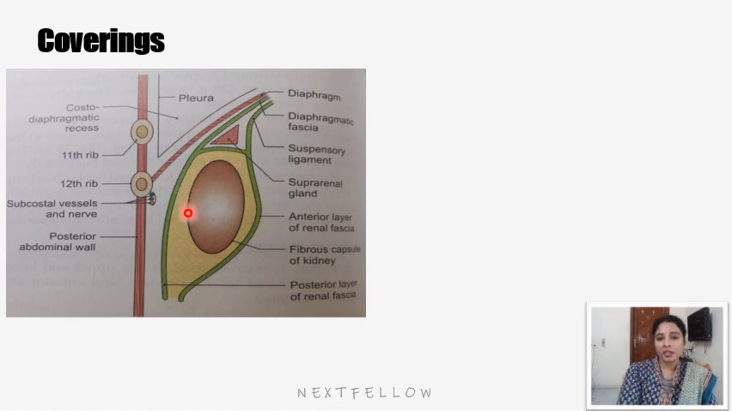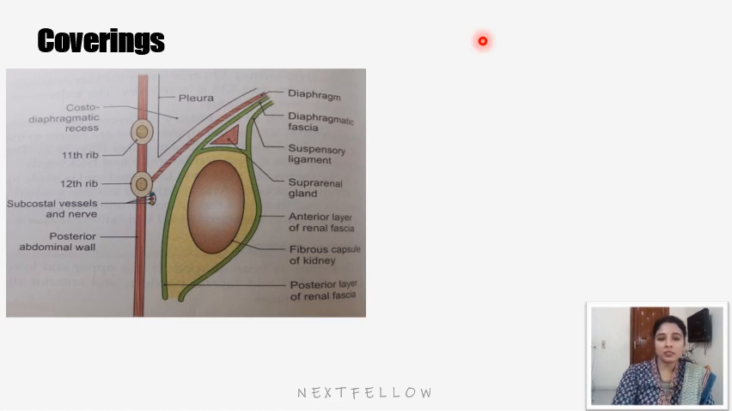So perinephric fat lies in the perinephric space, which is between the renal capsule and renal fascia. The renal capsule is the fibrous capsule, which is a true capsule. Renal fascia is a false capsule which is derived from the fascia of the muscles near the kidney. And the fat surrounding outside the renal fascia, based upon the different constitution of a person, the amount of fat differs. It is called pararenal fat, and lies external to the renal fascia.